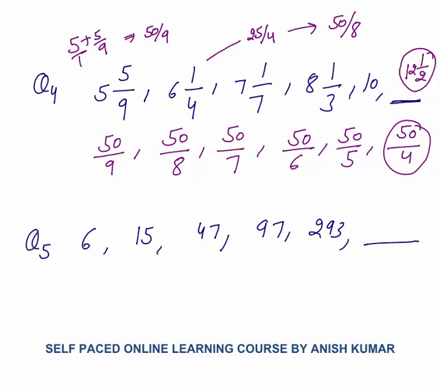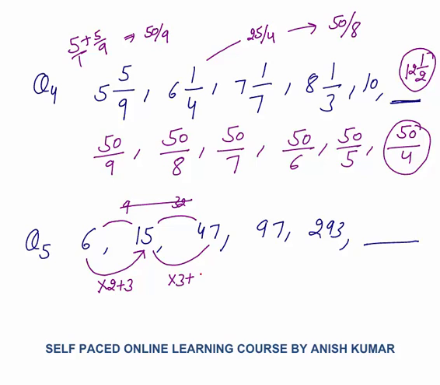Question number 5 is 6, 15, 47, 97 and 293. Now I told you that either you will find the pattern in terms or pattern in the difference of term. If you take this difference, this is 9, this is 32, you won't find any pattern. It means that you have to make the pattern in the terms. Can I say that 6 to 15? How to make? Can I say 6 2s are 12 plus 3. 6 2s are 12 plus 3 will make it 15.